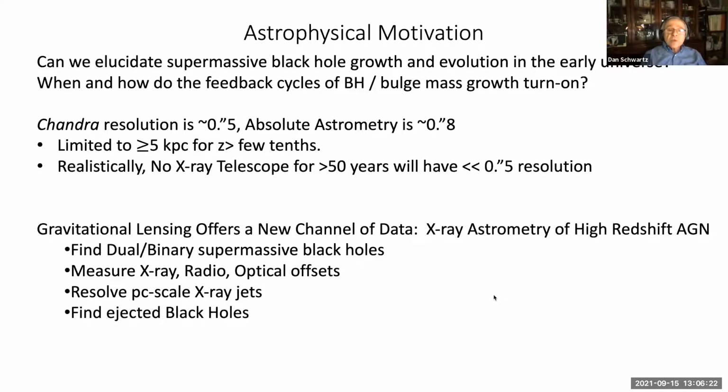So gravitational lensing offers us a new channel of data, X-ray astrometry of high redshift AGN. The golden ticket that we'd like to find are dual or binary supermassive black holes, where binary is usually considered to be separations of less than 100 parsecs. This would tell us that mergers are, as is thought, a viable mechanism for the rapid growth of black holes in the early universe. We'd like to measure the 3 independent X-ray, radio, optical offsets.